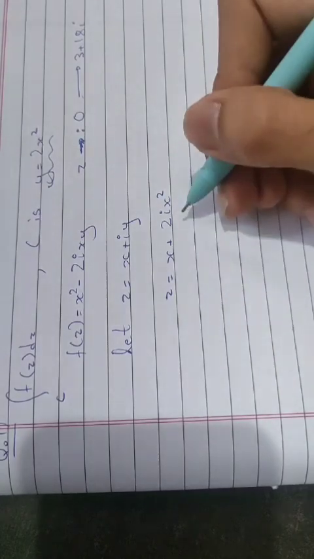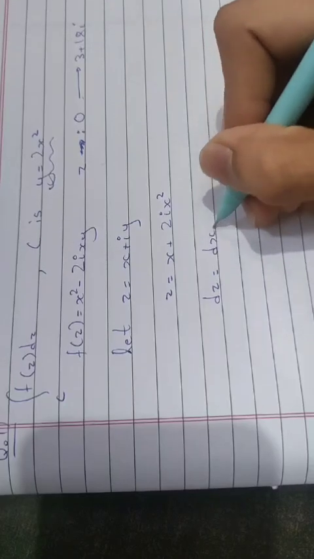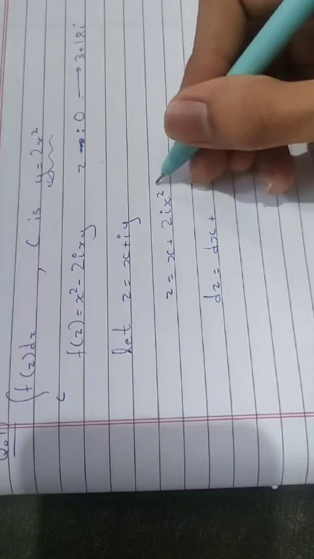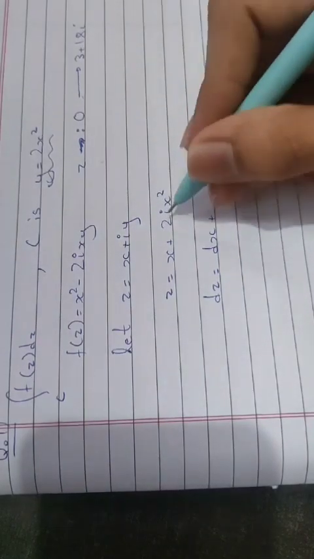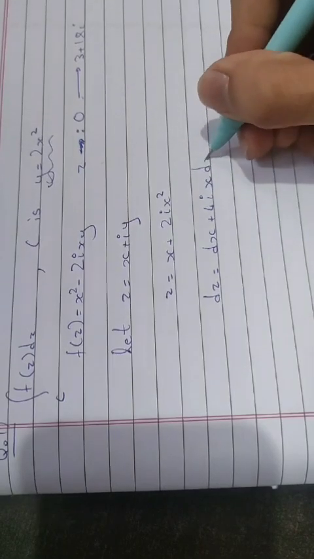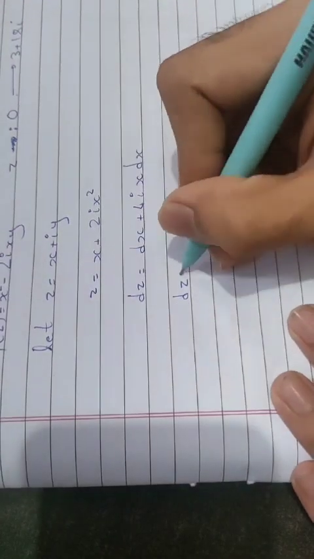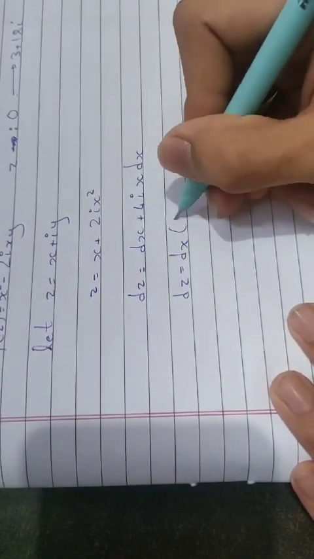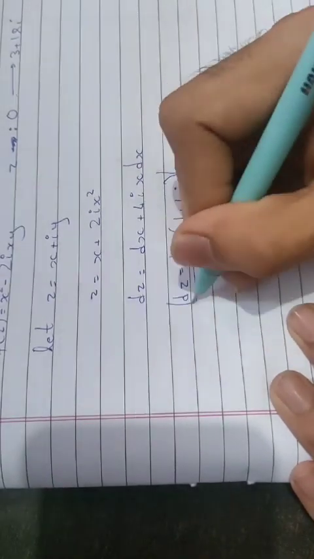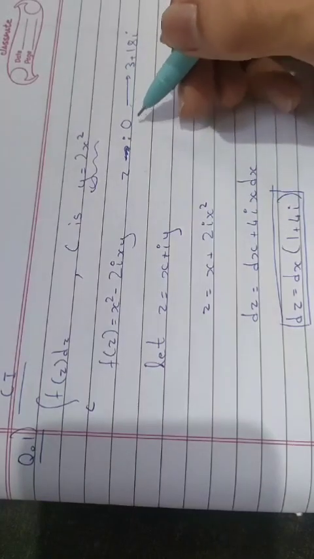Okay, now if we differentiate this, we'll get dz is equal to dx plus, if we differentiate 2i, it's a constant, so only the differentiation of x square is 2x, 2 2s are 4ix, and we'll get a dx here as well. Now dx can be taken common, so we'll get dz is equal to dx times 1 plus 4ix. This is our substitution. However, we also need to keep in mind the limits.